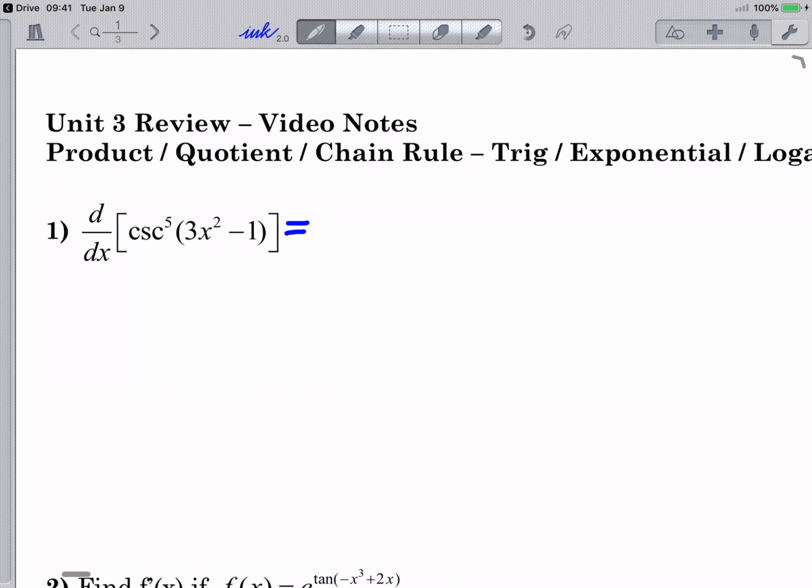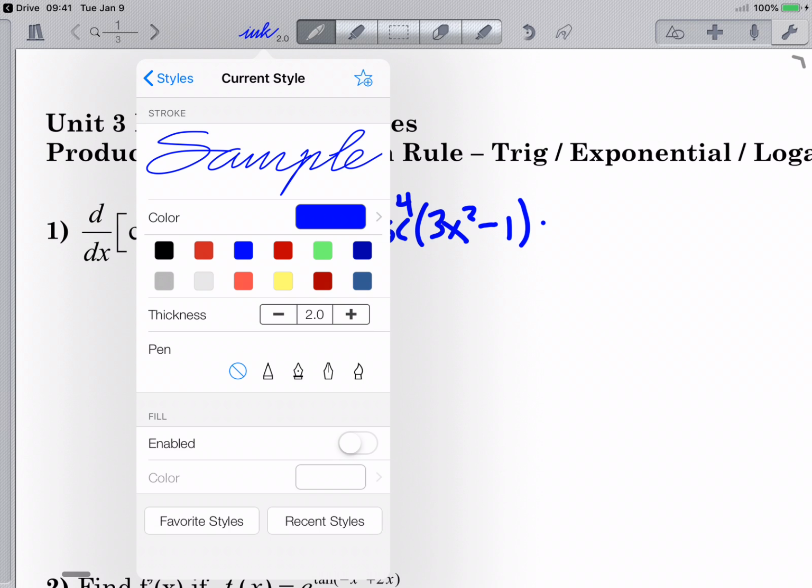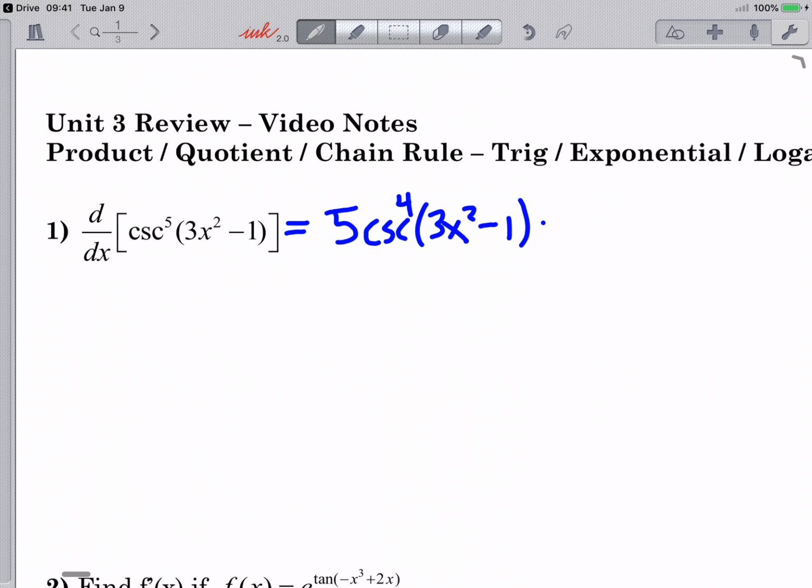quantity to the fifth, so that's going to be chain rule. So I'm going to get 5 cosecant. Inside remains the same. Drop the power down 1, so now it's to the fourth, multiplied by the derivative of the inside. What do I mean by the inside at this point? Well, it's that cosecant. Derivative of cosecant is negative cosecant cotangent.